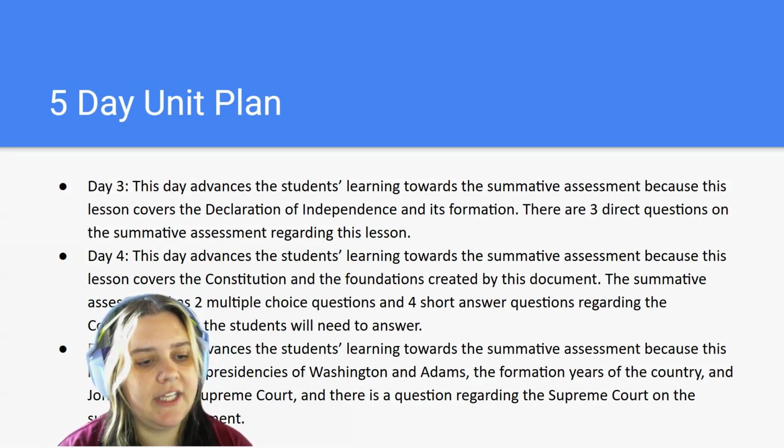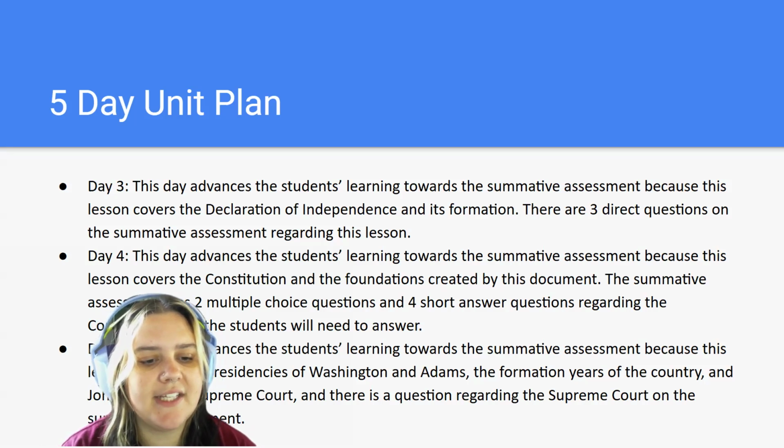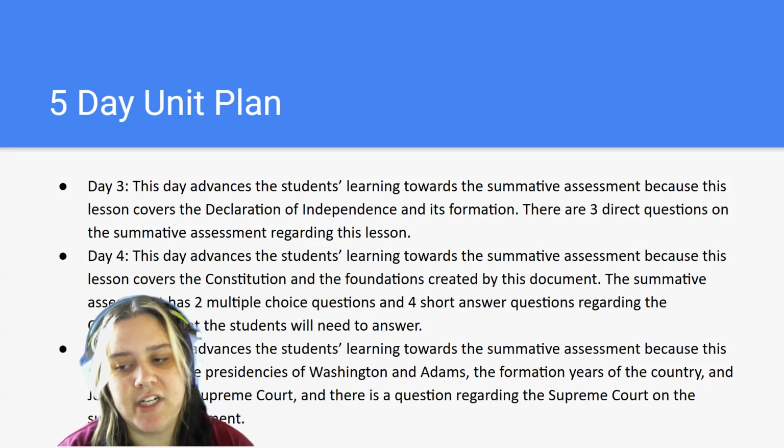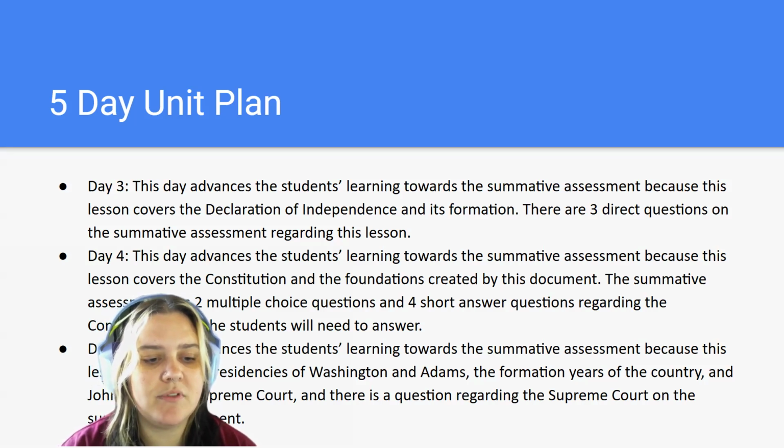And then finally, last day, day five. This day advances the students' learning towards the summative assessment because this lesson covers the presidencies of Washington and Adams, which are the first two presidencies, the formation years of the United States, and John Marshall's Supreme Court. There is a question regarding the Supreme Court on the summative assessment. This question asks the students to provide a brief explanation with examples of John Marshall's Supreme Court.